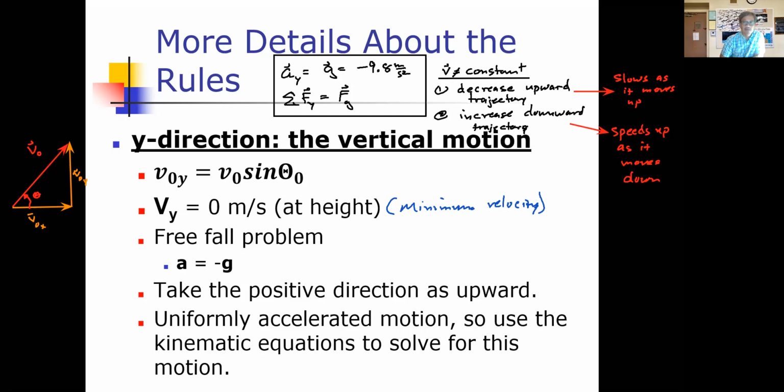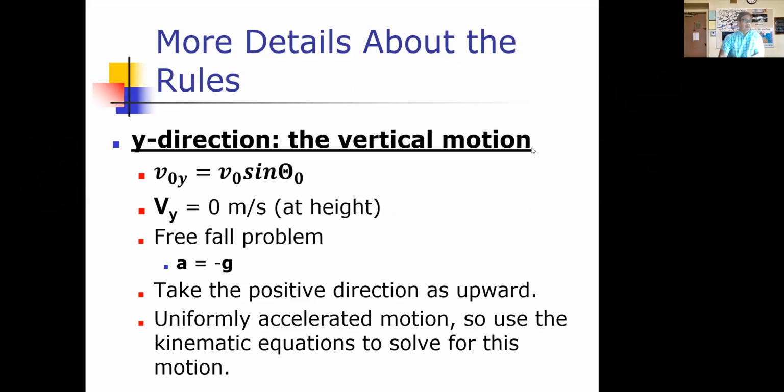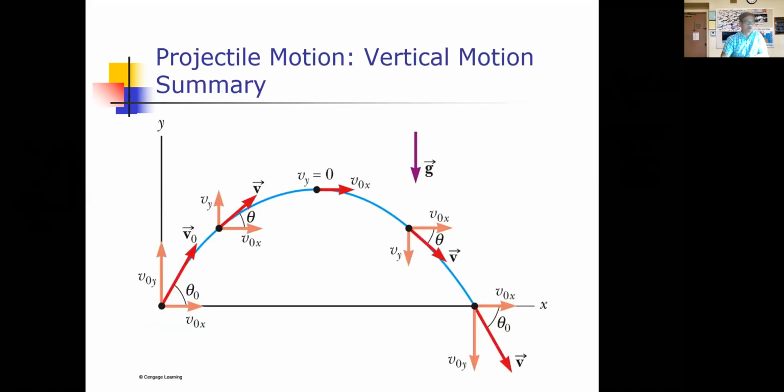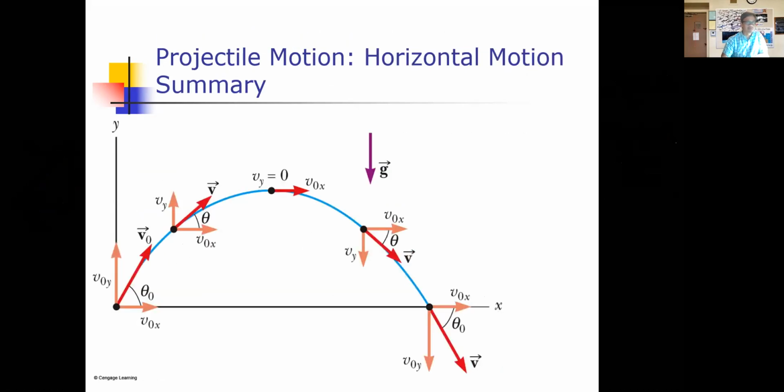Let's pull up the diagram again and take a look at this. Now we're going to focus on the vertical motion, that is, the arrows pointing up and the arrows pointing down. Let's try to get through as much of this as we can. We can calculate the initial velocity here by taking the sine of this angle, the launch angle, and multiplying that by the initial velocity.